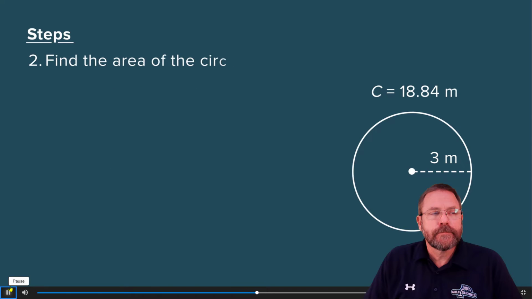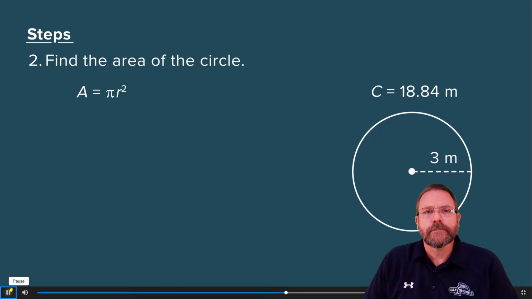Next, use the radius to find the area of the circle. Write the formula for the area. Then substitute an approximation for pi and the value of the radius. Now simplify the expression for the new area.